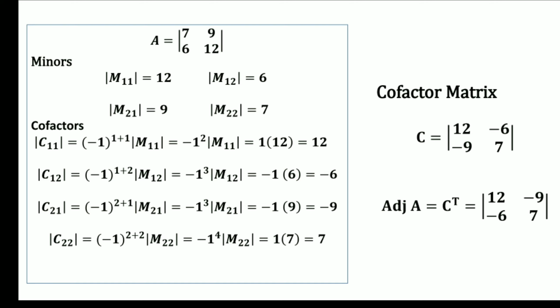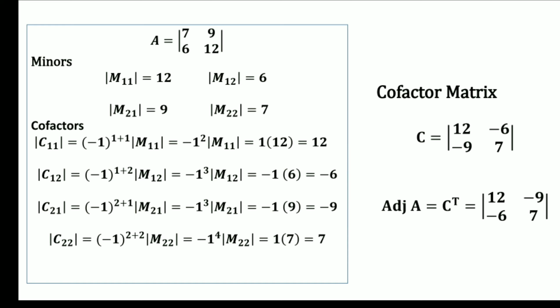In the same way, we also know how to calculate the cofactors. C11, that is the first cofactor, is equal to minus 1 raised to the power 1 plus 1, that is i plus j, the first row and first column, into the first minor, which is equal to minus 1 squared into 12. So 1 into 12 is 12. So the first cofactor is equal to 12. In a similar way, minus 6 is the second cofactor, minus 9 is the third cofactor, and 7 is the last cofactor. So 12, minus 6, minus 9, 7 are the cofactors of the given matrix.